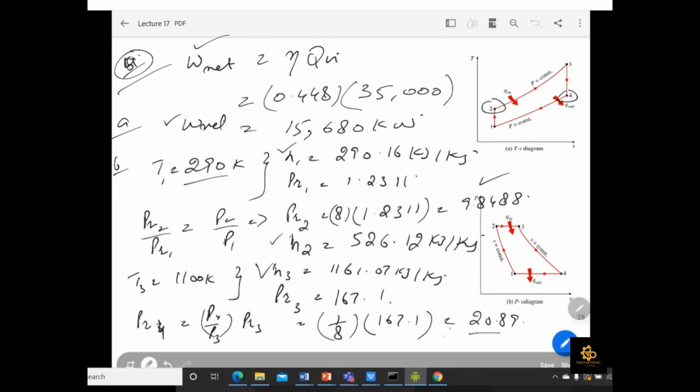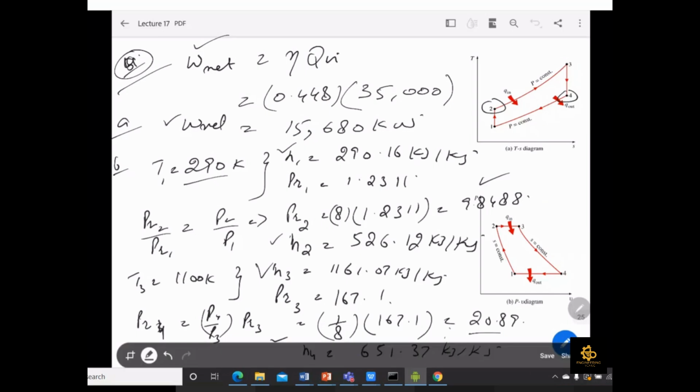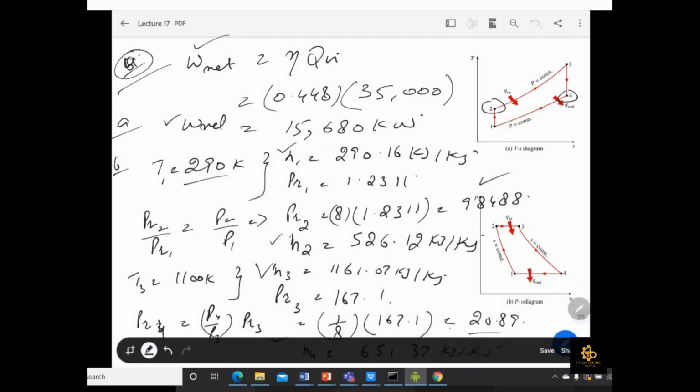We can use this value 20.89 with interpolation to easily find the value of H4. So you have to apply the interpolation by yourself. It's the same procedure which we already discussed in the previous lecture. So 651.37 kilojoule per kg is the value of H4. Now we have the values of H4, H3, H2 with us, so we can easily find the efficiency. So you have to note it down, then we move towards the next. If you have any question, you can also ask me.